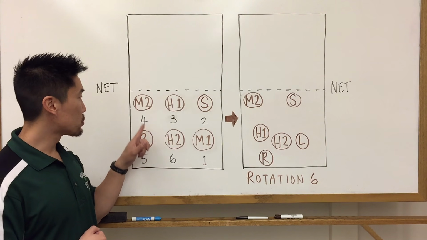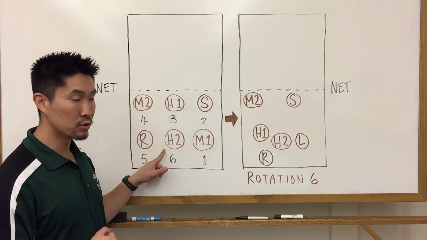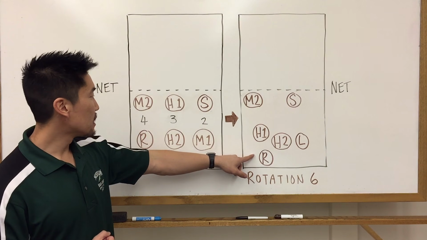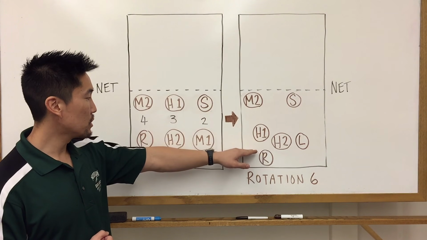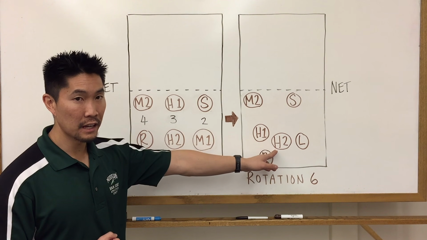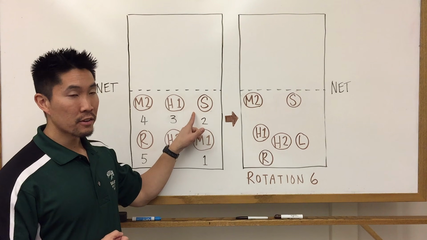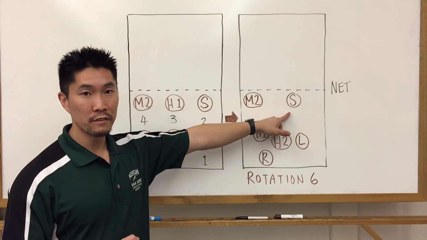The right side is restricted by the M2 and the H2. So the right side is behind the M2 and to the left of the H2. And the setter can already start in the ideal receiving pass position.